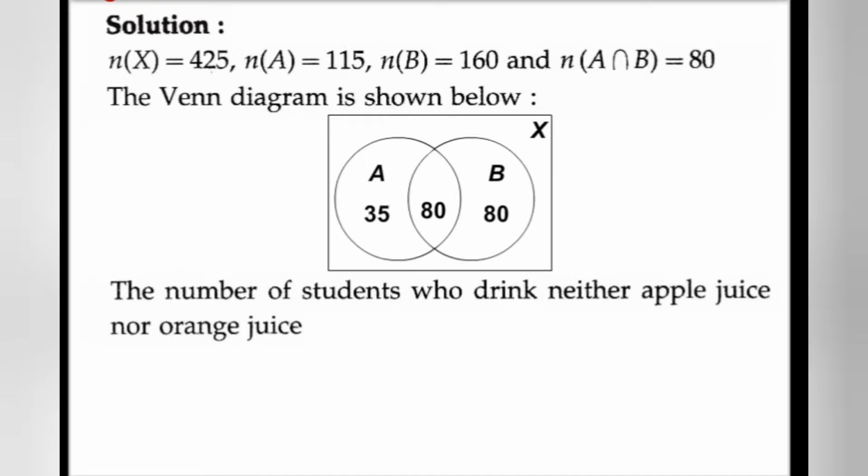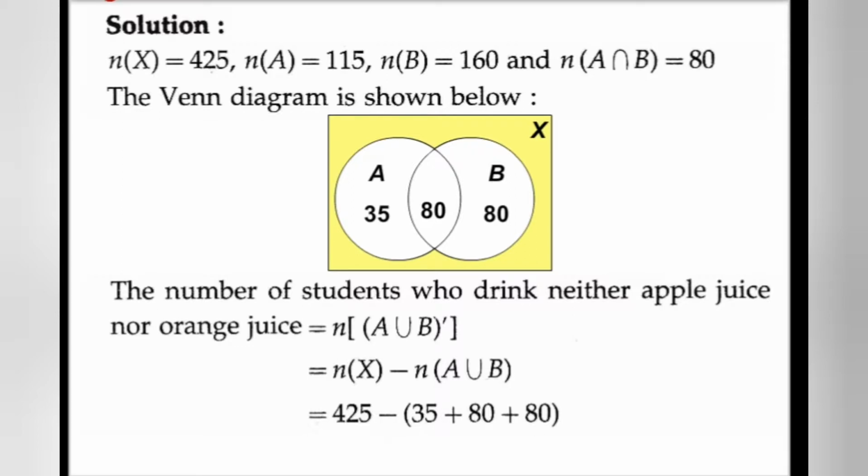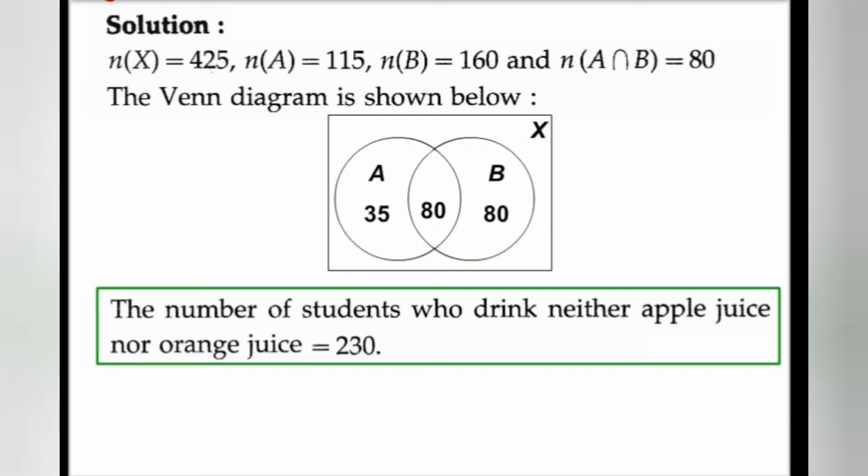Now the number of students who drink neither apple juice nor orange juice would be number of complement of A union B. So it is number of X minus number of A union B, that is 425 minus 35 plus 80 plus 80. That is 425 minus 195, which is 230.